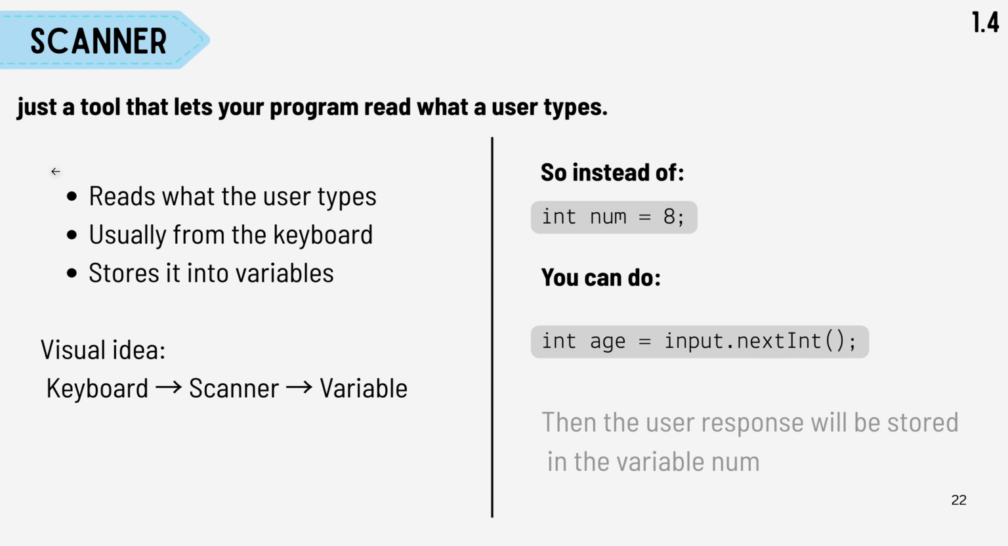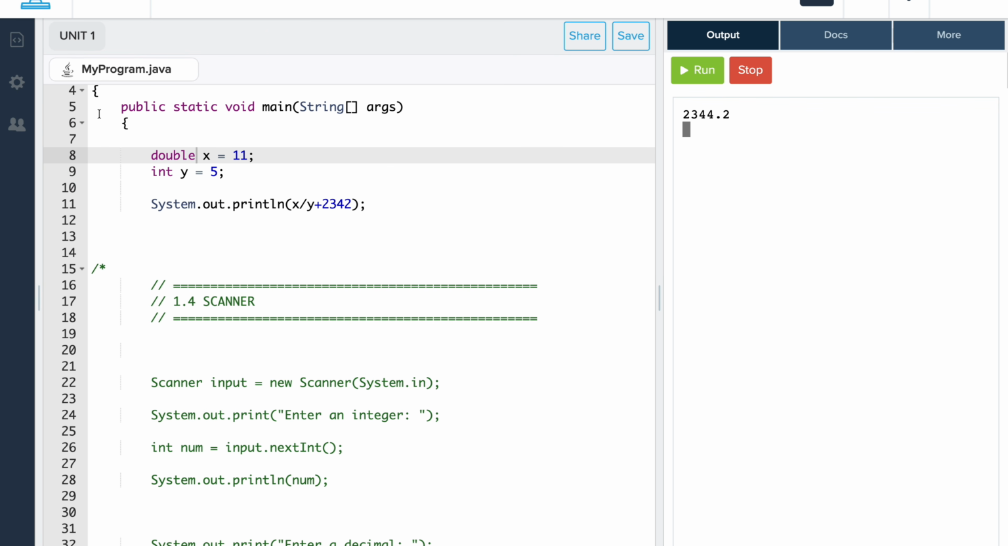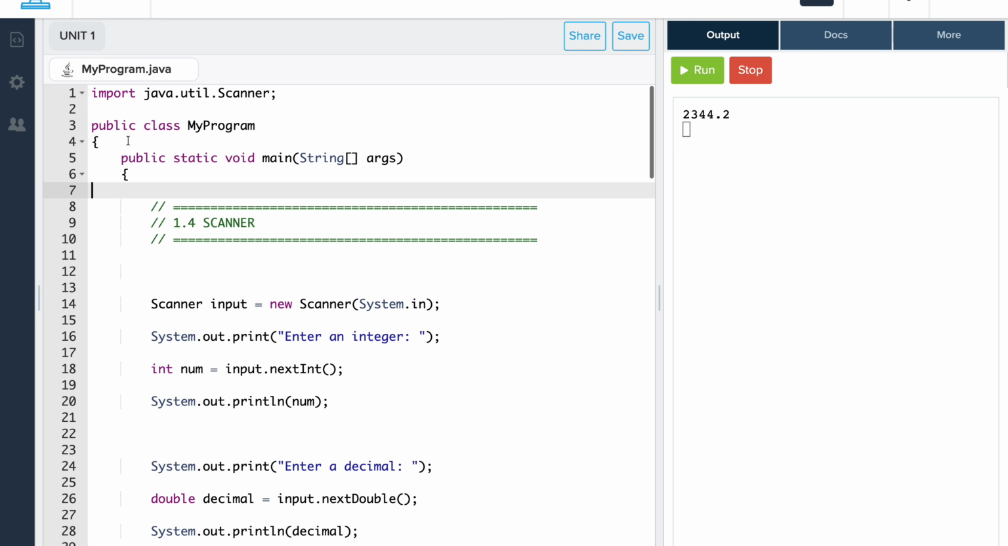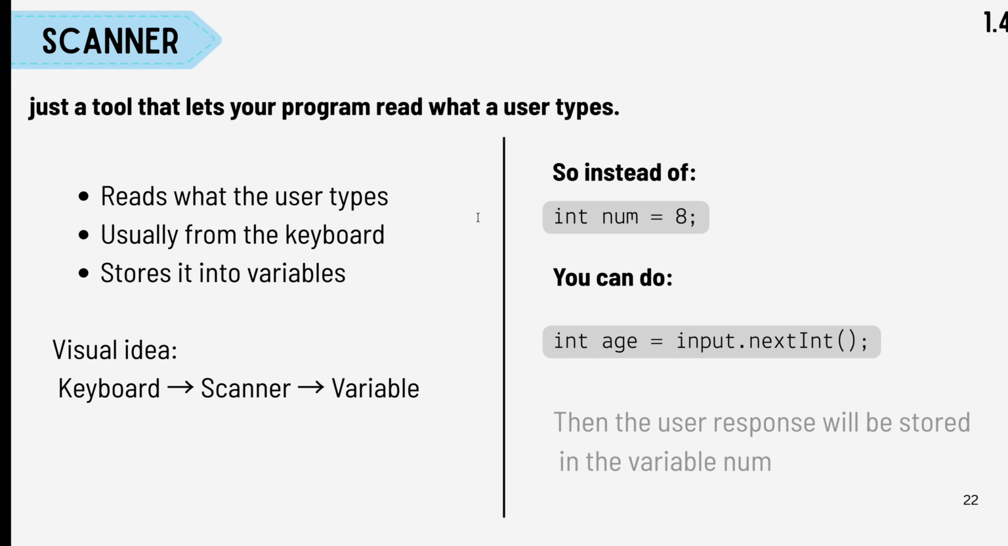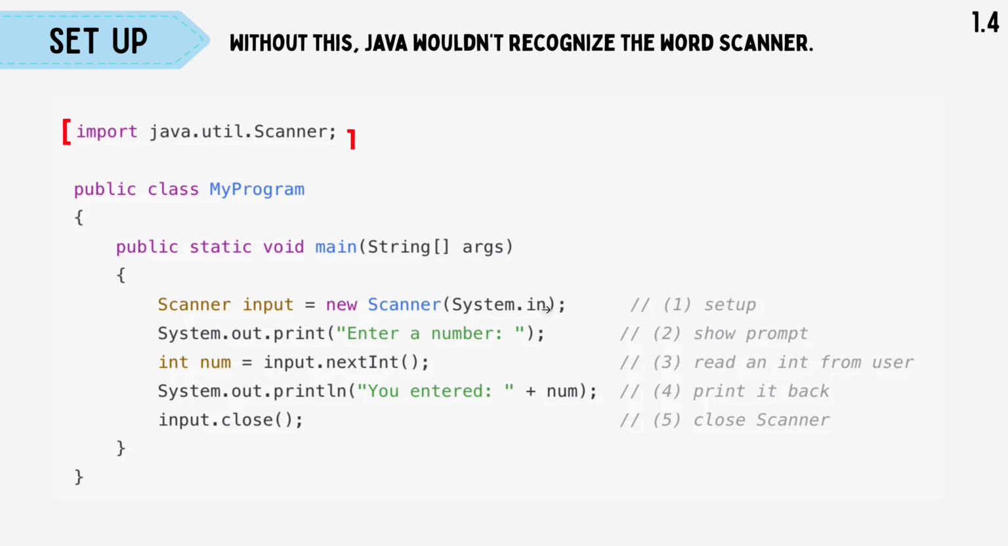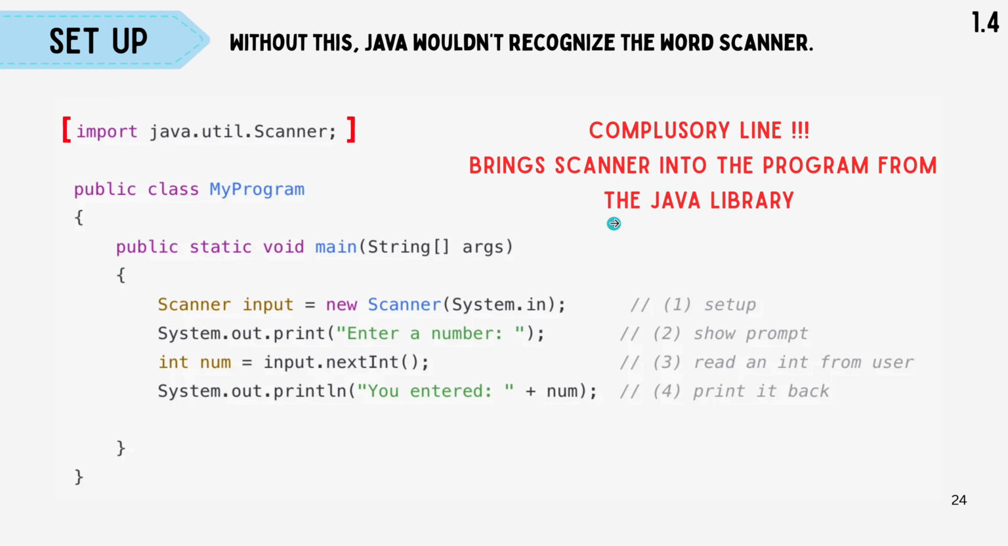Okay, next we have scanners. Scanner is just a tool that lets the program read what a user types. So basically I type something from my keyboard and don't actually have to type it in the code. I can get x's value from my output location. I can type it in and it stores it in a variable and gives it out. For the first, one of the most important things is importing java.util.Scanner. That is a program from the Java library. So it's very compulsory, make sure you know it. It's java.util.Scanner with the capital S.